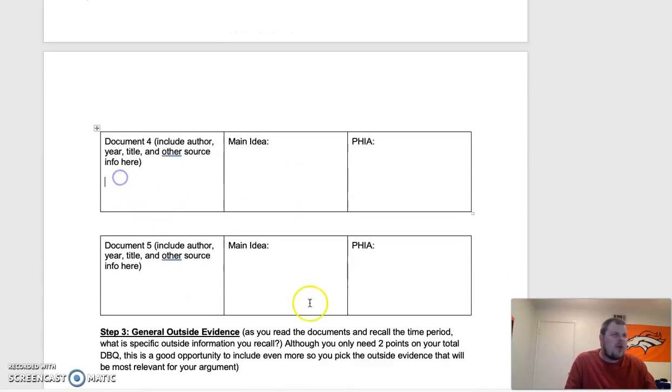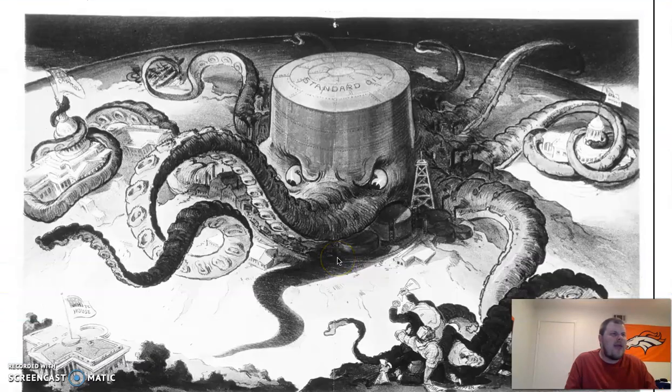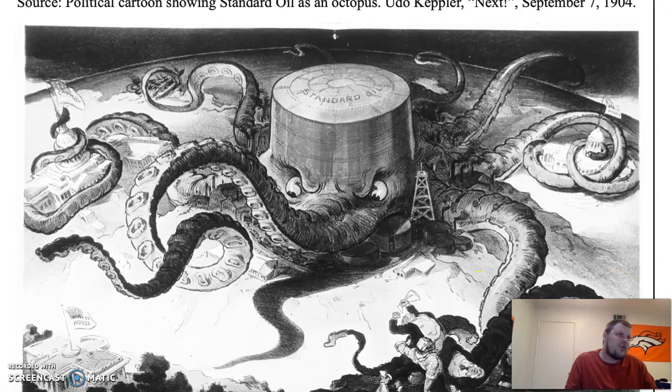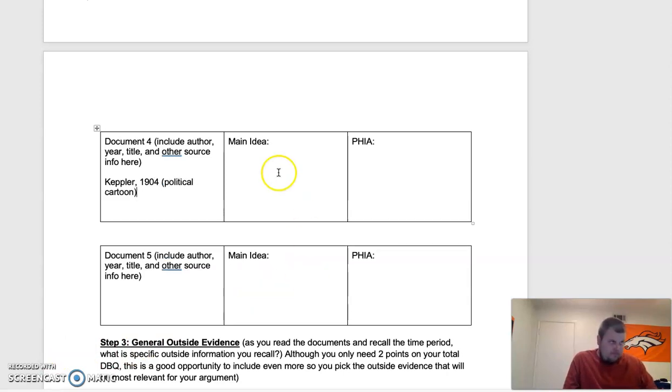If I move over to document 4, we see here that in document 4 we're looking at this very famous political cartoon. This is another cartoon you might remember. I think I'll just do the date here, and I'll put the author. You probably don't know the author, but this is Kepler. It says that up there. This is from 1904, and this is a political cartoon. And I want us to get better at our political cartoons.